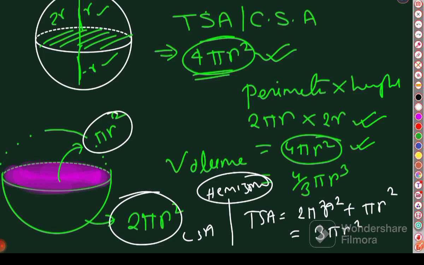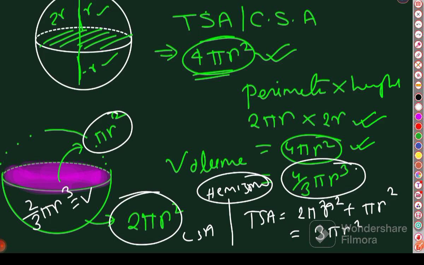And volume will be half. Here it is 4 third pi r cube, and here it will be 2 third pi r cube. This is the volume for the hemisphere. So total surface area is 2 pi r square plus pi r square, 3 pi r square, and volume will be just half. For example, if you have one football and you cut it into two pieces, if 4 liters of water can be placed inside the football, then in the half portion 2 liters will be kept.